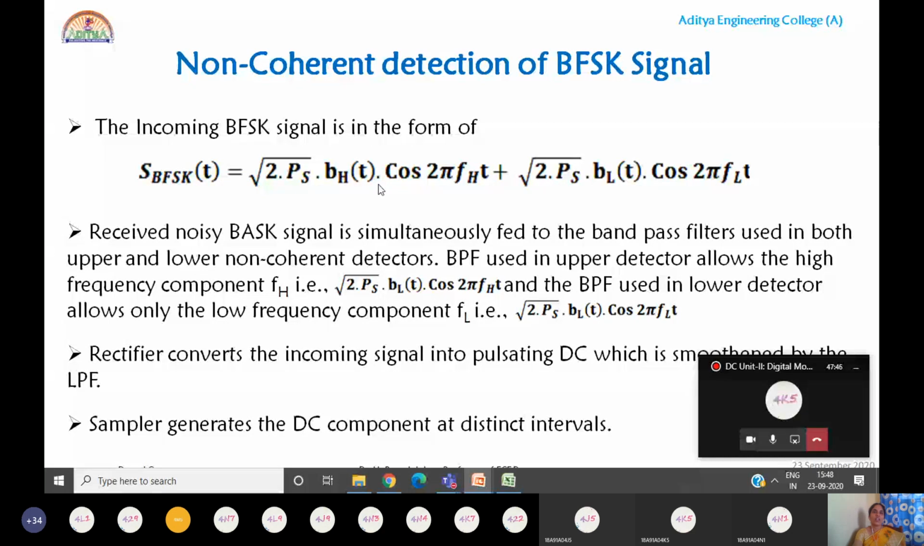The first component is due to FH, because the first bandpass filter will allow only the FH component, and the second bandpass filter, which is used in the lower detector, will allow only the FL component. So the first term is the output of bandpass filter 1. The second term is the output of bandpass filter 2. So what I mentioned in the second statement: the bandpass filter used in the upper detector allows the FH component. Similarly, the bandpass filter used in the lower detector allows the FL component.